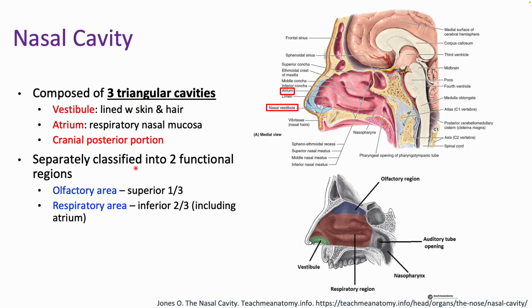It's also separately classified into 2 regions based on function. And so we're going to have an olfactory area, or a sense of smell area, and a respiratory area, or breathing area. So the olfactory area is going to be the superior 1/3, and that's portrayed here with the dark blue. The respiratory area is going to be the inferior 2/3, and that's going to include the atrium, so not just the cranial posterior portion, also the atrium, and that's pictured in red here.